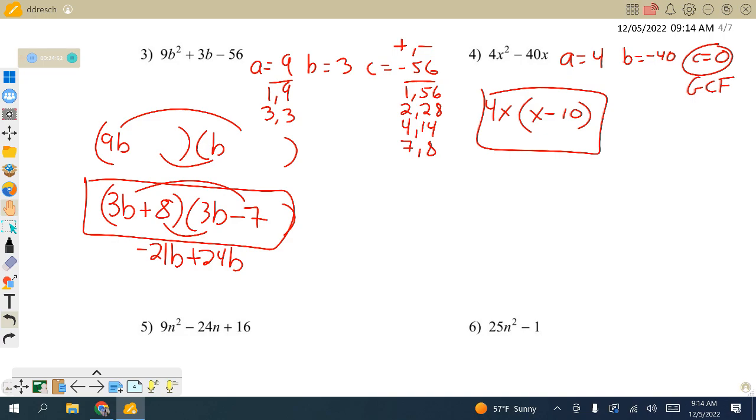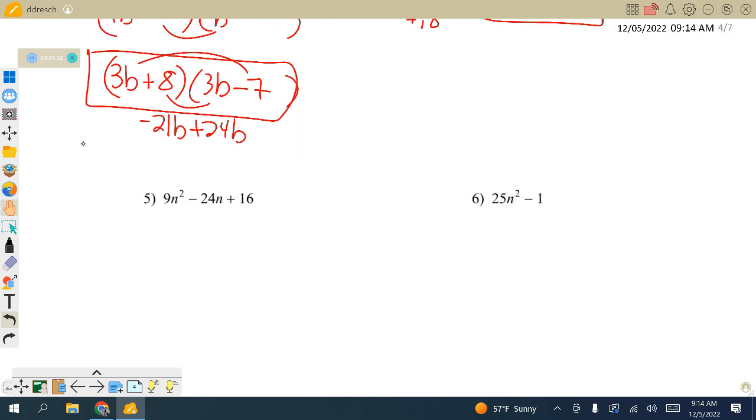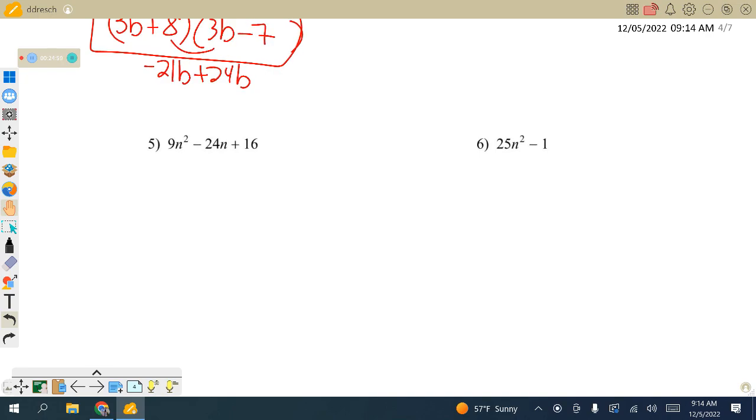All right, let's keep going here. Let's do number 5. Do a couple more here, and then we'll get ready to pause it. All right, for the umpteenth time: are we in standard? Is there a GCF? No GCF. All right, factors. Let's list them out, the factors of A and factors of C. A is 9, B is negative 24, and C is 16.